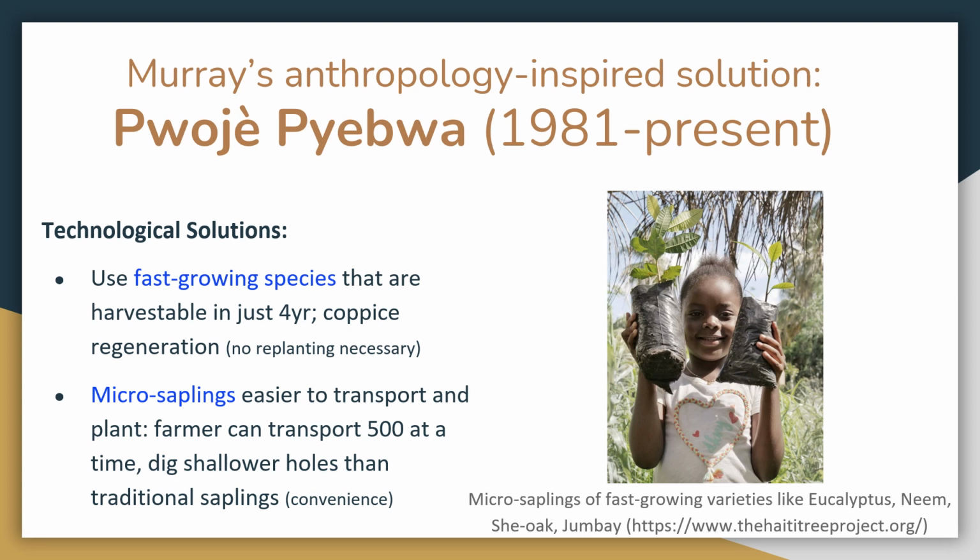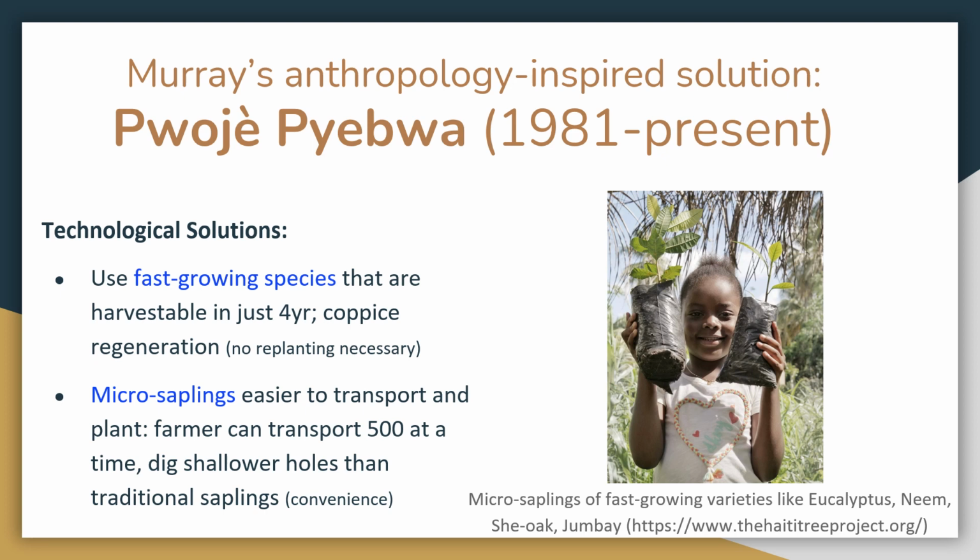So after a significant period of fieldwork during which Professor Murray spoke with rural farmers and gained an understanding of the nuances of this situation, he made some recommendations for a different sort of reforestation campaign. Let's first discuss some of the technical solutions he recommended. First, he suggested focusing on non-native trees from around the world that will readily grow and grow quickly in this climate. Using these fast-growing species, they would become harvestable in just 4 years.